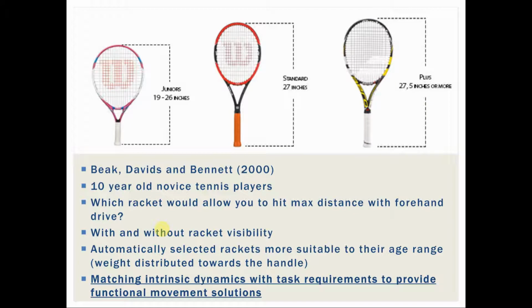And this is supported by empirical research. Beek, Davids, and Bennett demonstrated that if you use 10-year-old novice tennis players and you ask them which of these rackets would you use to hit your maximum distance with a forehand drive, then they saw that these learners automatically selected rackets that were more suitable to their age range, so with weight distributed more towards the handle. So learners are actually really good at matching intrinsic dynamics with the task requirements that allow them to provide functional movement solutions.